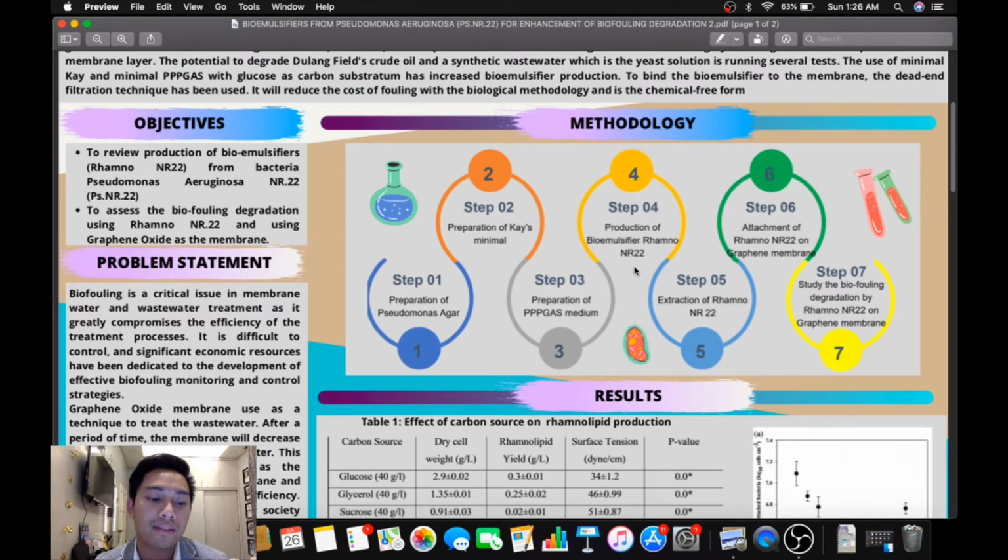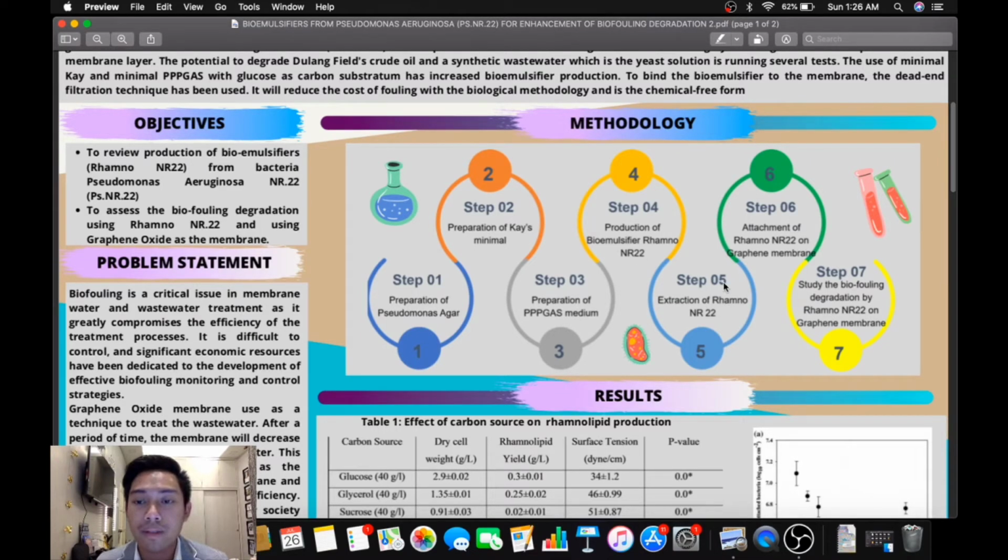of nutrient broth, which is then transferred to the case minimal medium that we prepared before, and then we have to wait about 2 days, 48 hours. Then the 6% case minimal medium is transferred to the PP gas medium that we have prepared before, and then we have to wait 72 hours, and then the bioemulsifier is produced.